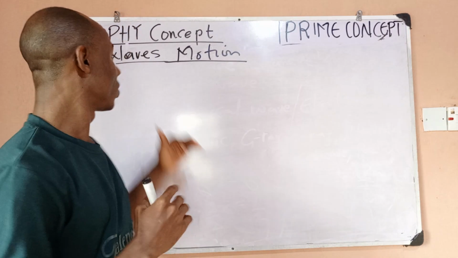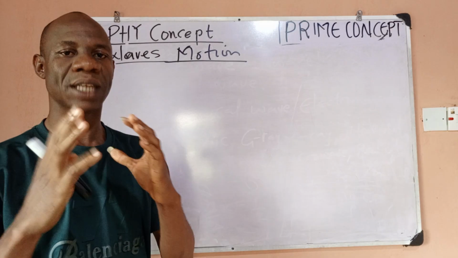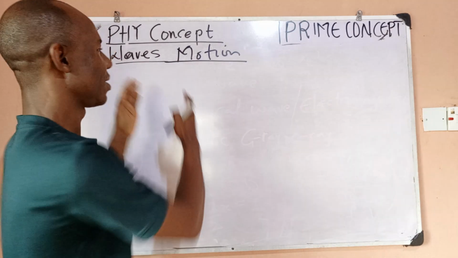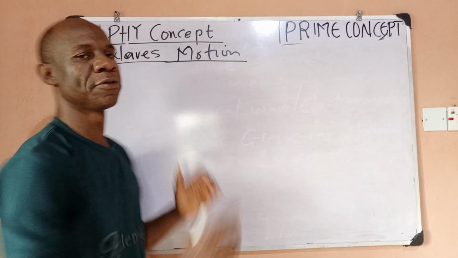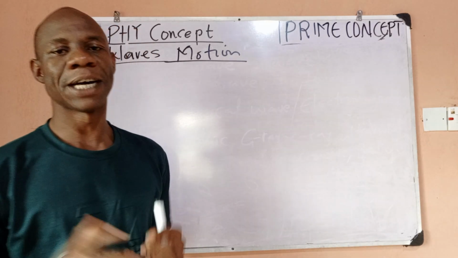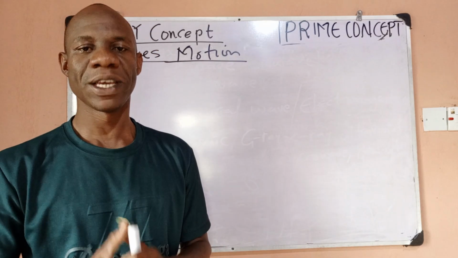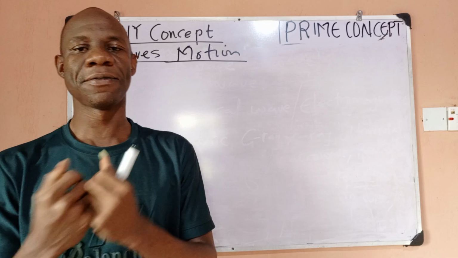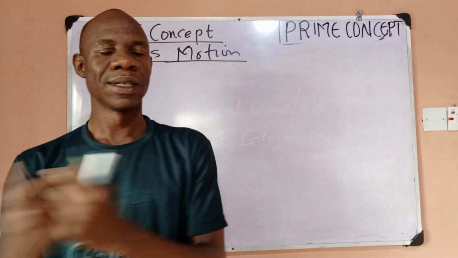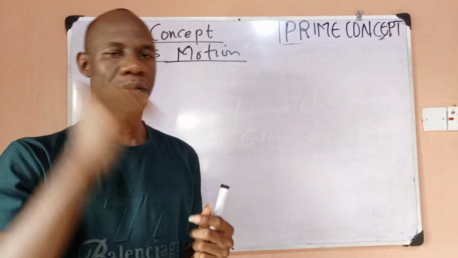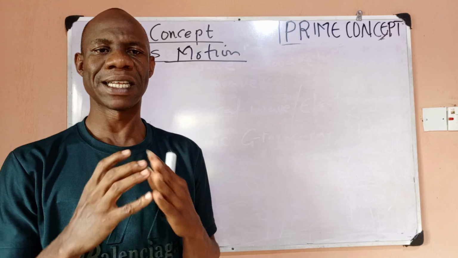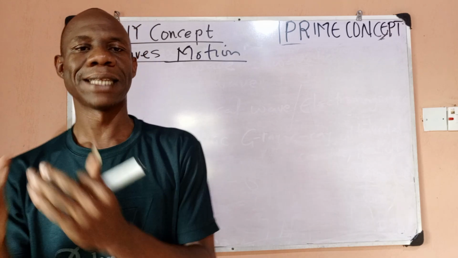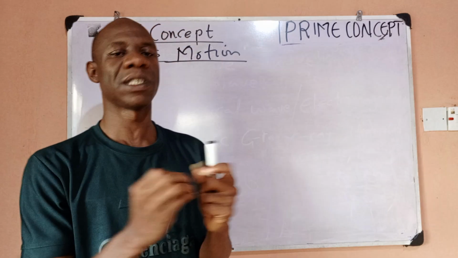In this video, we want to continue on our topic waves. But in this video, we'll be looking at wave motion. Now remember in our previous video when we introduced wave, we mentioned that wave is a movement or a travel of disturbance. So wave is a disturbance that is set on a material that travels from one point to another.